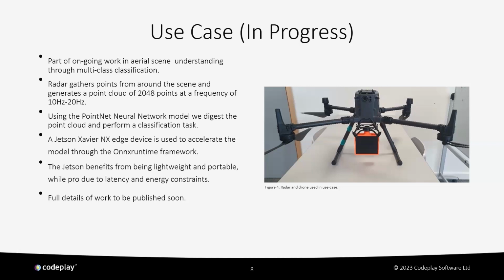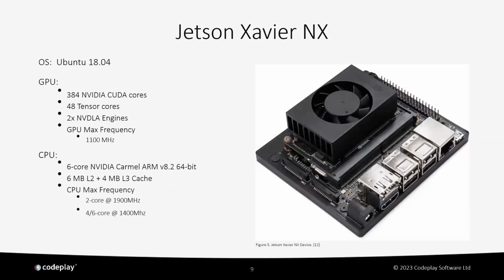Using a radar attached to a drone, we gather points around the scene and generate a point cloud of around 2,048 points at a frequency of 10 to 20 hertz. This point cloud will then be digested by a network model called PointNet to perform the actual classification task. And the Jetson Xavier NX edge device is used to accelerate the model through the ONNX Runtime framework.